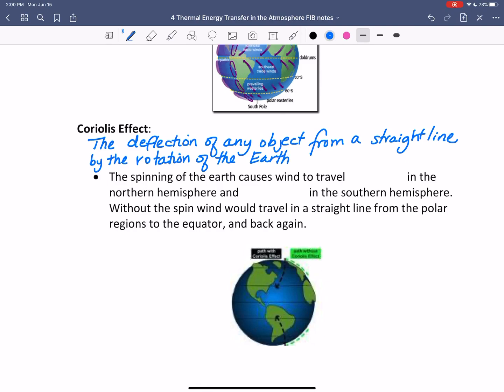So the Earth rotates around its axis, it spins on its axis, and so you're going to have a deflection of the winds, and the winds are going to rotate right in the northern hemisphere, and they're going to rotate left in the southern hemisphere. Without the spin of the Earth, you would have the winds in a straight line. And so the winds are going to be rotating this way and this way.